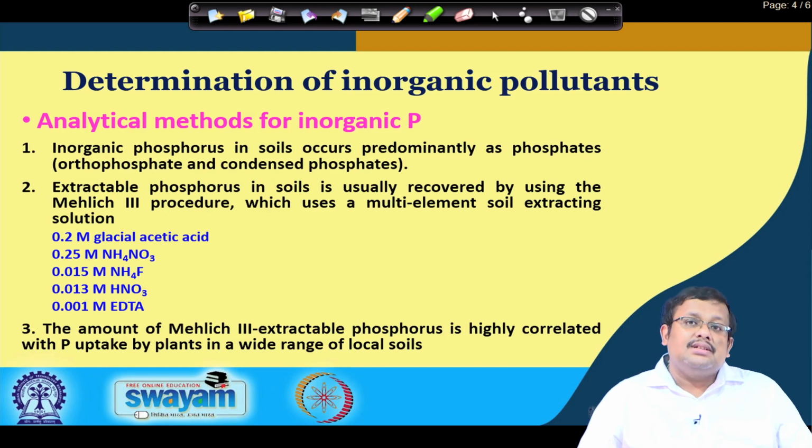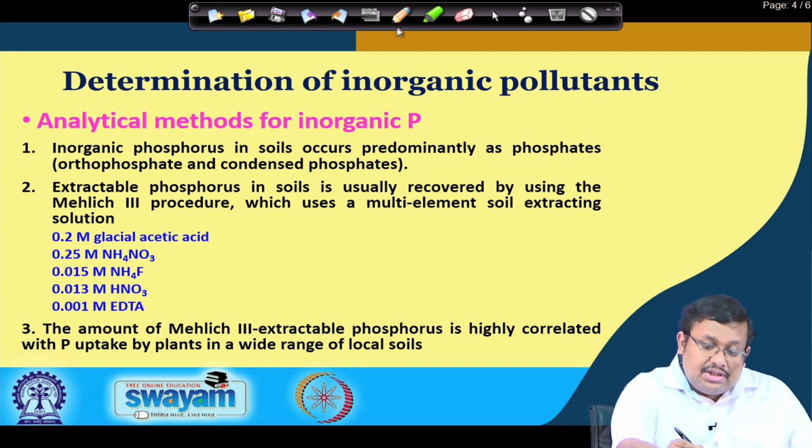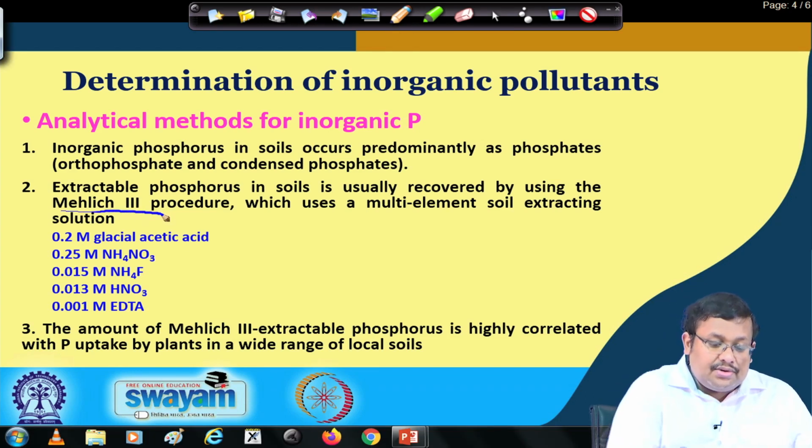So, we have covered the nitrogen. Now, let us see how we can measure the inorganic forms of phosphorus in the soil. Now, you know that inorganic phosphorus in soil occurs predominantly as phosphates, and these phosphates basically encompass orthophosphate and condensed phosphates. And the extractable phosphates in soils are usually recovered by using a specific extractant, we call it Mehlich III extractant, and the procedure is known as the Mehlich III procedure.